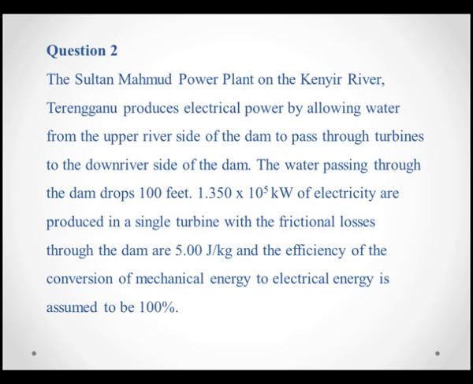This is the question that was given to our group, which is question 2. The Sultan Mahmud Power Plant on the Kenyir River, Terengganu produces electrical power by allowing water from the upper river side of the dam to pass through turbines to the down river side of the dam. The water passing through the dam drops 100 feet. 1.350 times 10 to the power of 5 kilowatt of electricity are produced in a single turbine, with the frictional losses through the dam being 5 joule per kilogram, and the efficiency of the conversion of mechanical energy to electrical energy is assumed to be 100%.